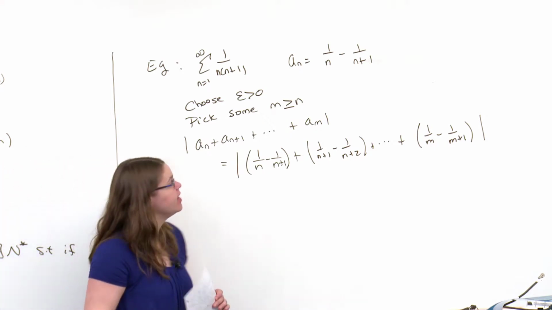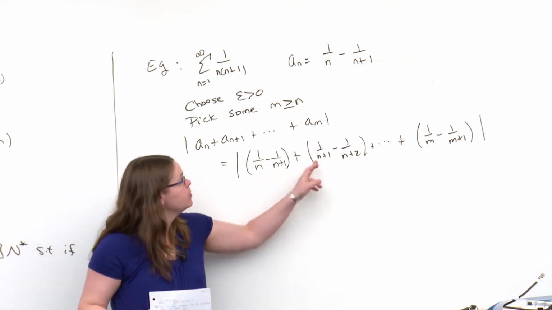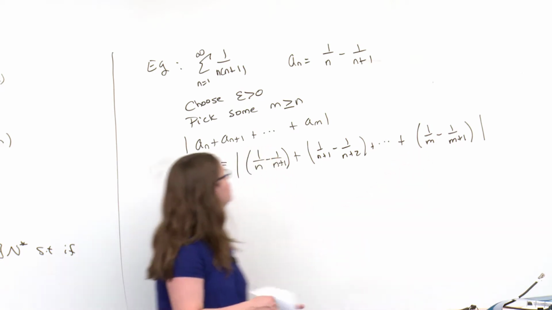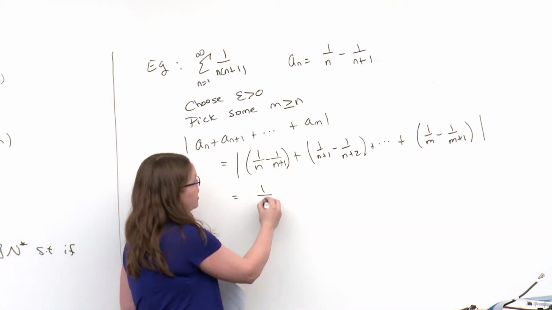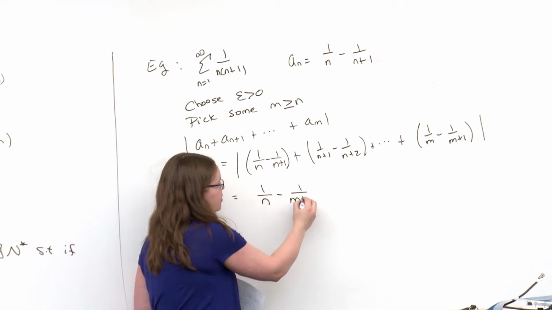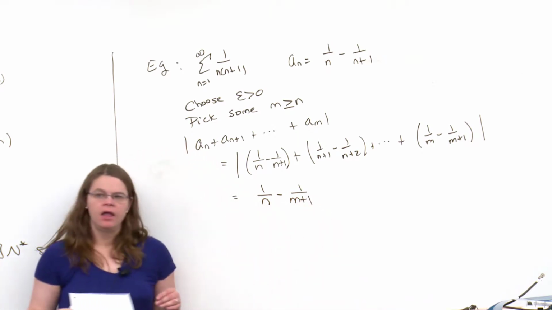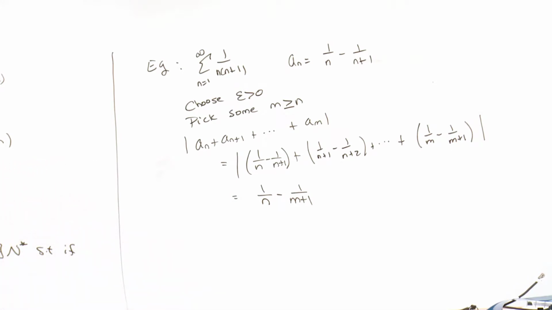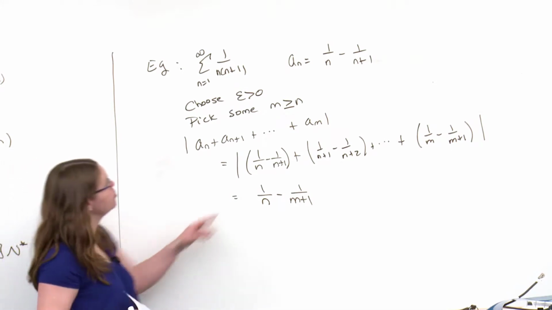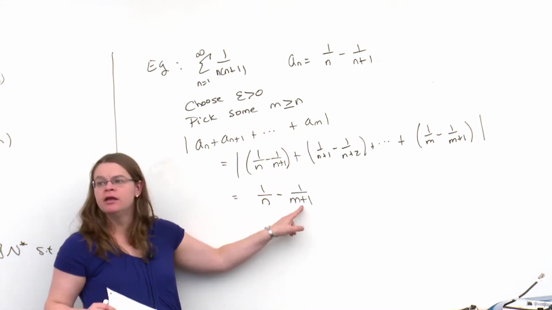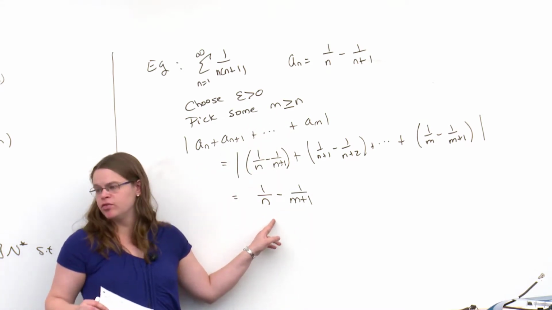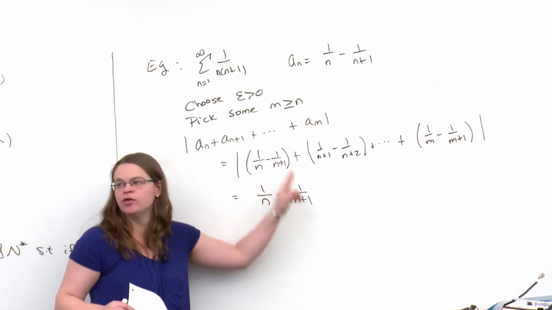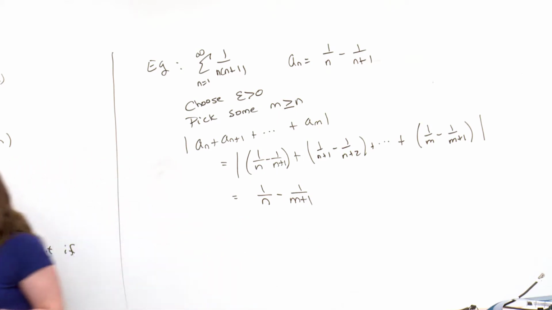Okay, again, there's lots of cancellation, right? This negative term will always cancel with the next positive term, all the way down to here. So we're left with 1 over n minus 1 over m plus 1. And I'm safe here to drop the absolute values, right? Because we know that m plus 1 is bigger than n. We started with that as an assumption. And that means 1 over n plus 1 is going to be less than 1 over n. So this is positive the way I wrote it.